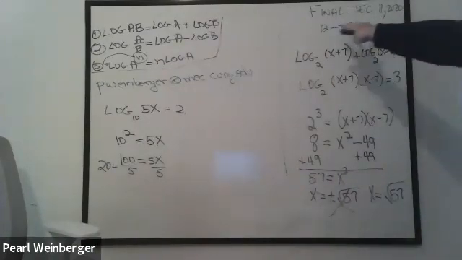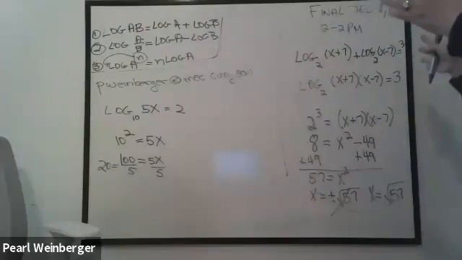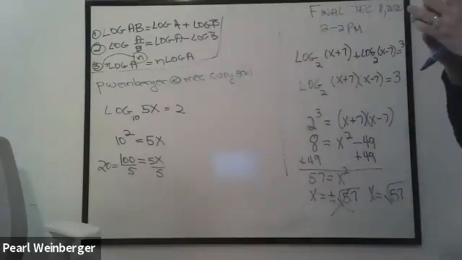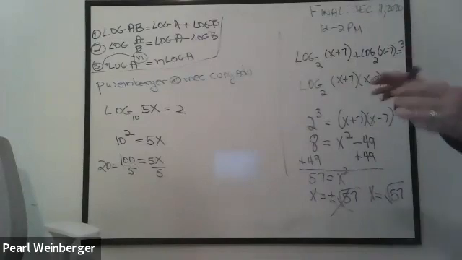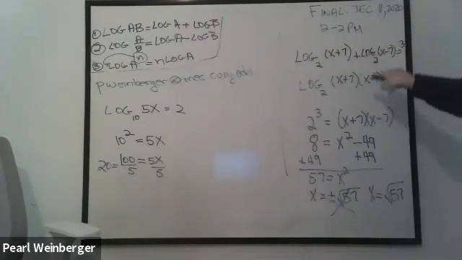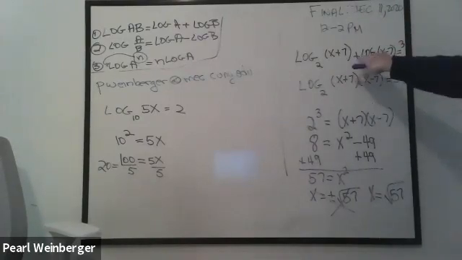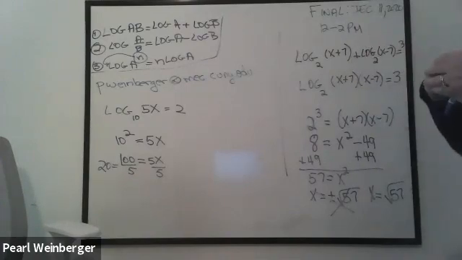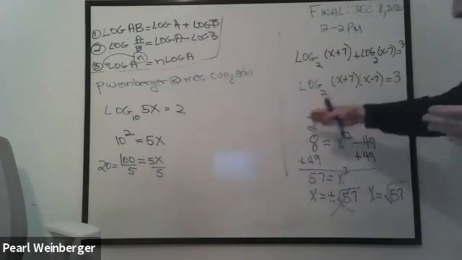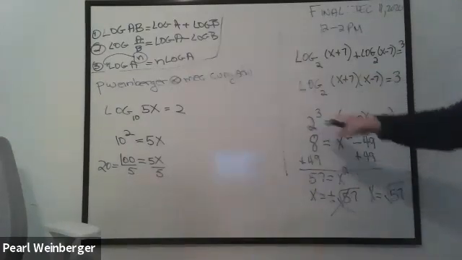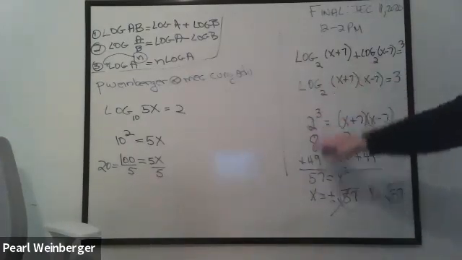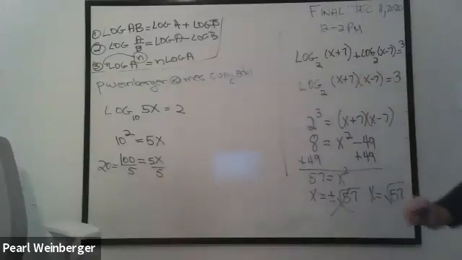In other words, I take my log. If I have more than one log, I condense it back to a single log. If this is a plus, that means these 2 things are multiplied. If this is a minus, it means that I'm dividing. And then I just change it from the log format to the exponential format so that I end up with a regular equation to solve.